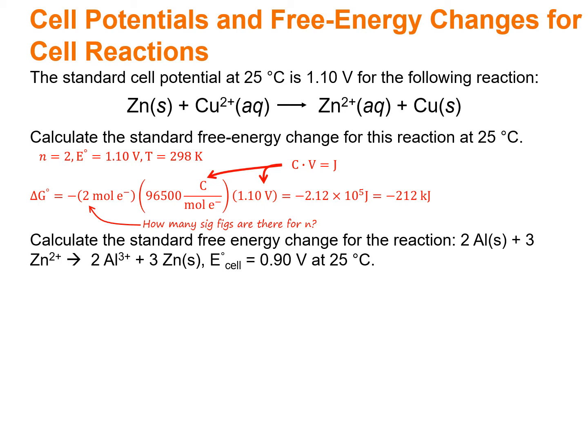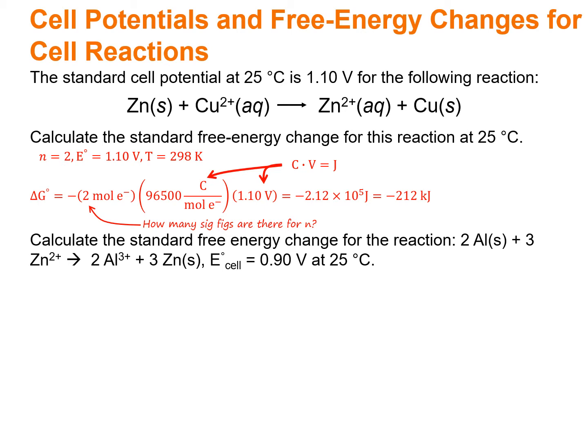So we have aluminum and zinc reacting, with 2 aluminums going to 3 plus and getting 3 zincs out of it, and we get a cell potential of 0.9 volts at 25 degrees C. The one thing I want to point out is the zinc is going from zinc 2 plus to zinc, so each zinc is picking up 2 electrons. The aluminum is going from aluminum to aluminum 3 plus, so it's losing 3 electrons. So which one do we choose, a 2 or 3 for that N value?